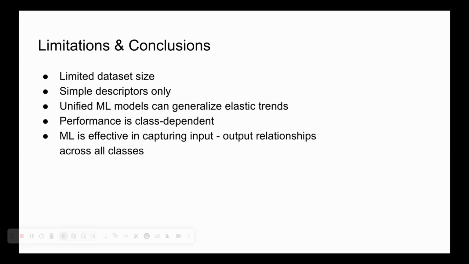Overall, this study demonstrates that machine learning models can generalize elastic property predictions across all three material classes when provided with physically meaningful descriptors. However, performance definitely remains class-dependent. In particular, metals exhibited the highest prediction error, which can be attributed to the absence of descriptors related to microstructure and processing history, such as grain size, phase composition, and crystallographic texture.